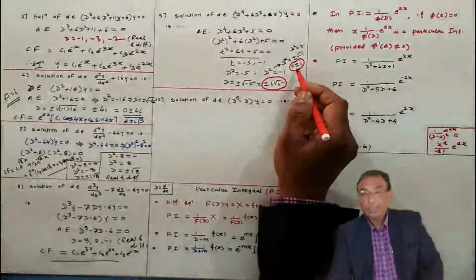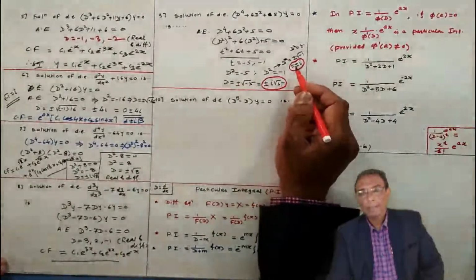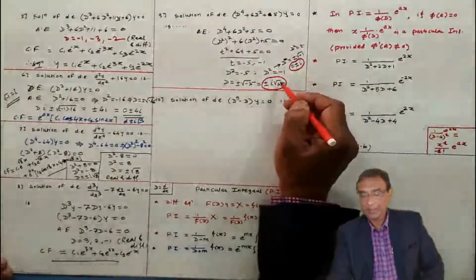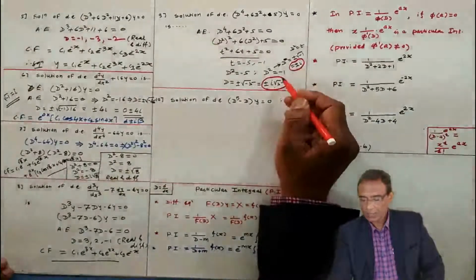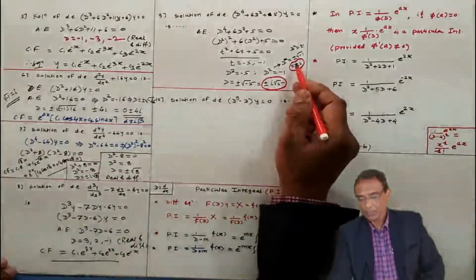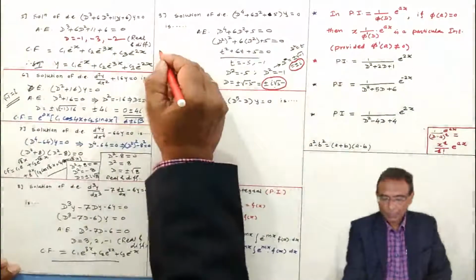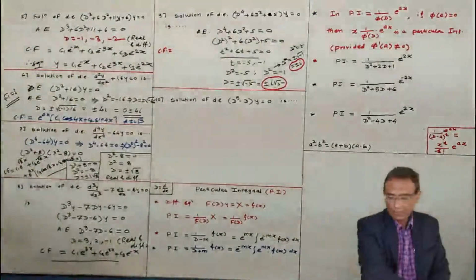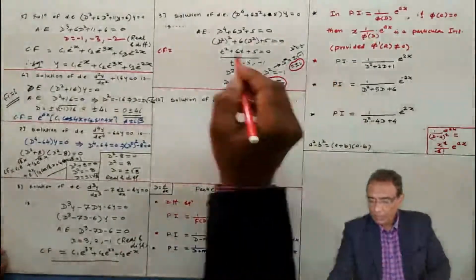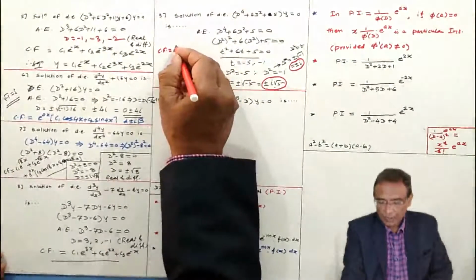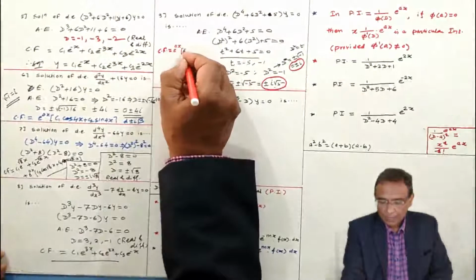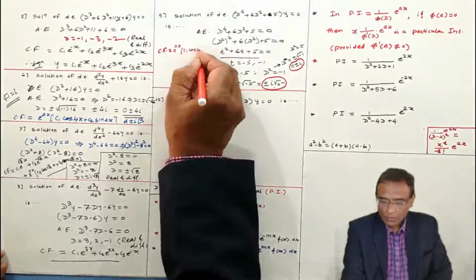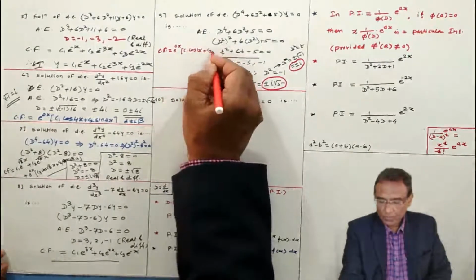This is not coming under the case of imaginary and repeated roots. This plus minus iota is not being repeated here. Therefore, how to write the complementary factor? For these 2 imaginary and different roots I am writing e raised to power 0x, c1 cos 1x plus c2 sin 1x.